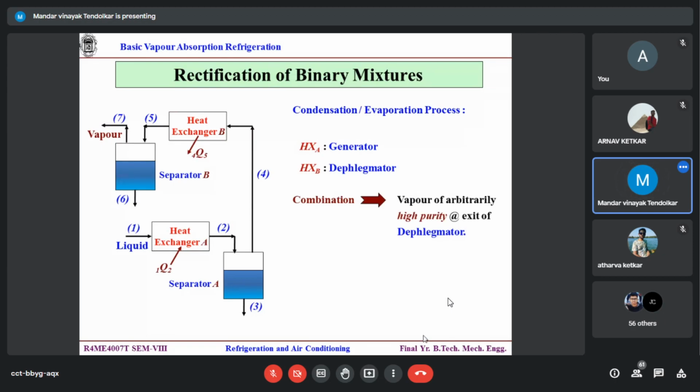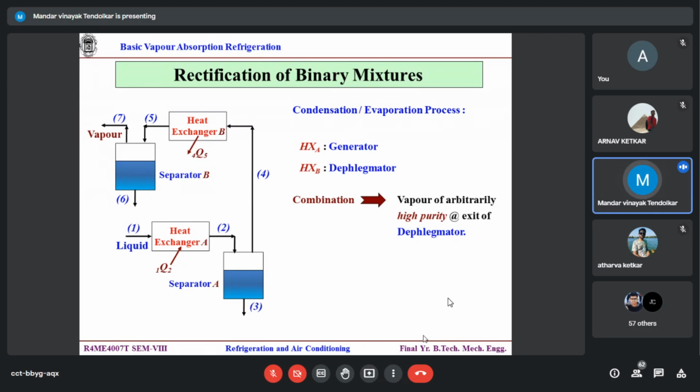Fine. The combination of those, one generator and minimum one deflagmator. Generator will always be one, single. Deflagmator may be in series. So the combination of this generator and minimum one deflagmator ultimately gives me the vapor of some high purity value. You go on adding the number of heat exchangers, you will get the purity at the highest, correct? At the exit of the deflagmator.